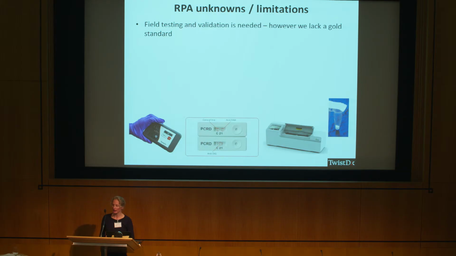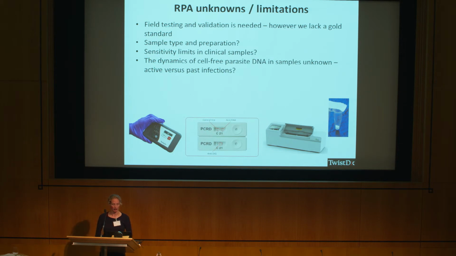So the unknowns with RPA: this is all very much lab-based, and we need to start doing field testing, and hopefully by the end of the year, we'll be doing some field testing out in Zanzibar. Again, we don't know what to use as our gold standard to compare these assays to. We have egg output, we have some of the antigen tests, but we don't know what to compare it with to allow us to see how good these assays are. We need to think about what sample type we're going to use and how we're going to prepare it in the field. And we also don't know what the sensitivity limits of those clinical samples are going to be, so that's going to be one challenging area.